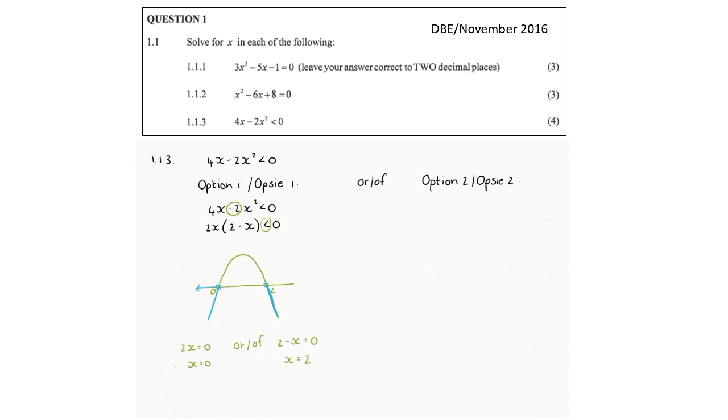And both 0 and 2 are excluded because the inequality is strictly less than 0. So the solution for this inequality is then x less than 0 or x greater than 2. In the second option, we take the inequality and we first make the coefficient of x squared positive. So we can rewrite 4x minus 2x squared less than 0 as negative 2x squared plus 4x less than 0.